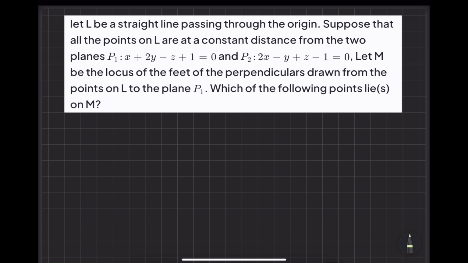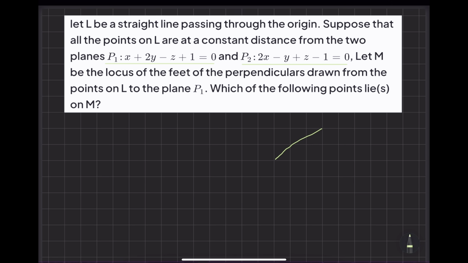So, we got a wholesome new problem which says: let L be the straight line passing through origin. So, we have a straight line which passes through origin. Suppose that all points on L are at constant distance from the two planes, this and this. Great. So, as you can observe, both planes are not parallel. So, they would be intersecting for sure.